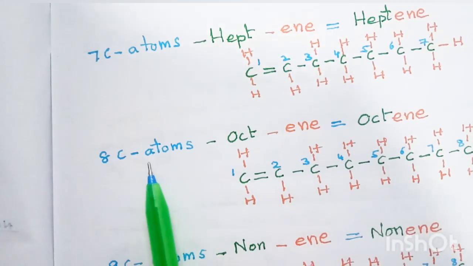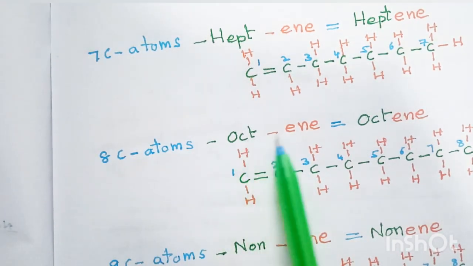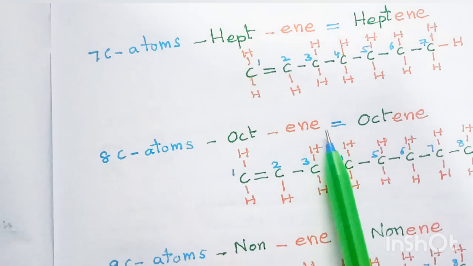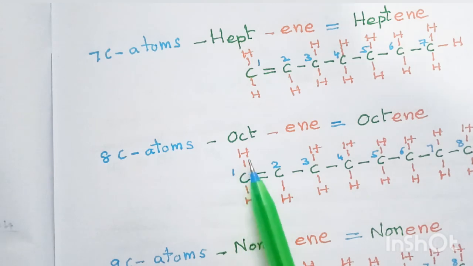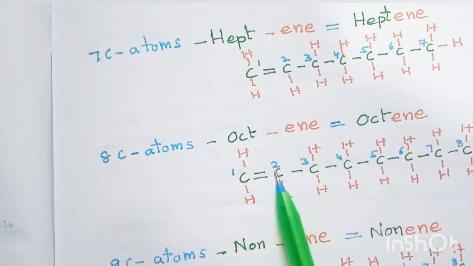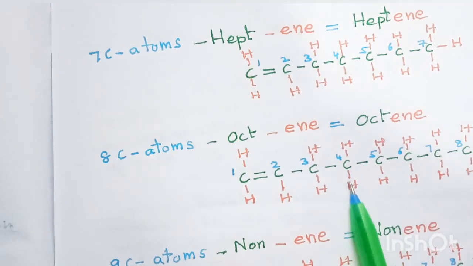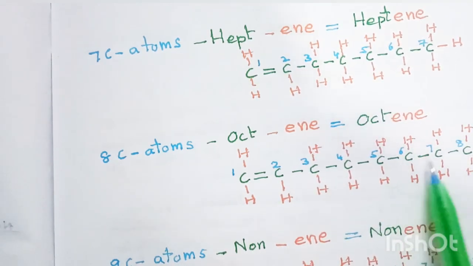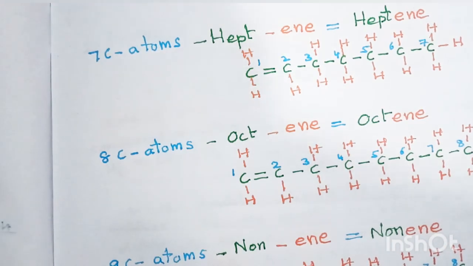Now the alkene with 8 carbon atoms. Alkene with 8 carbon atoms is called octene. Oct stands for 8. Ene stands for double bond. So octene's structure is like this. CH2 double bond CH, single bond, CH2, single bond, CH2, single bond, CH2, single bond, CH2, single bond, CH2, single bond, CH3.